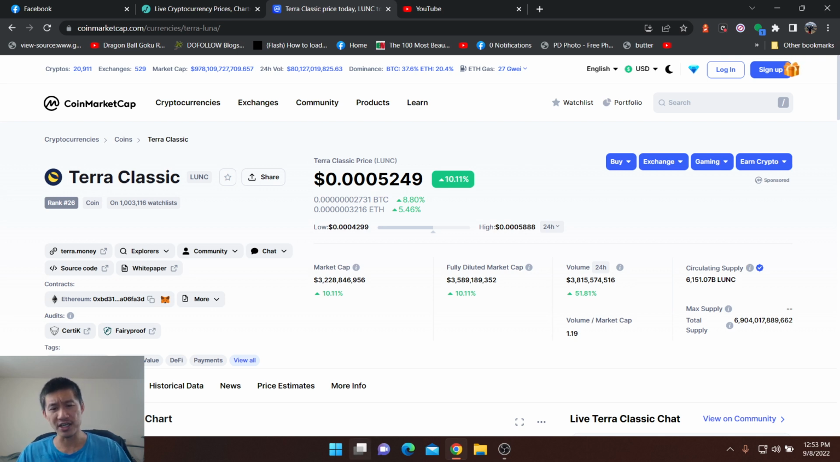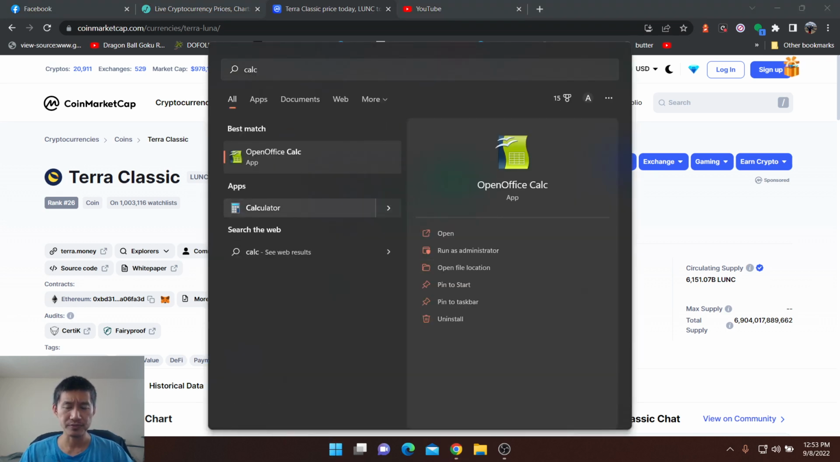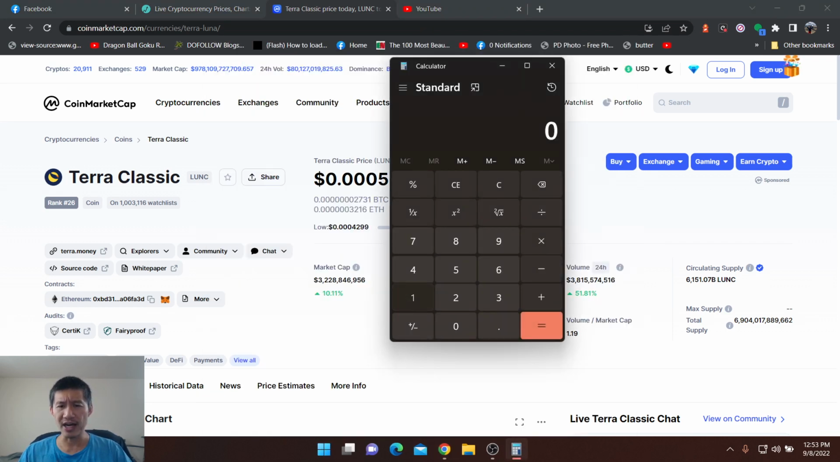If you go to a calculator and divide 10 billion, sorry, I'm not very good at denominating with this, that's 10 billion over 6.1 trillion, you get 0.0016. So you would have to burn basically 99.83% of your coins.